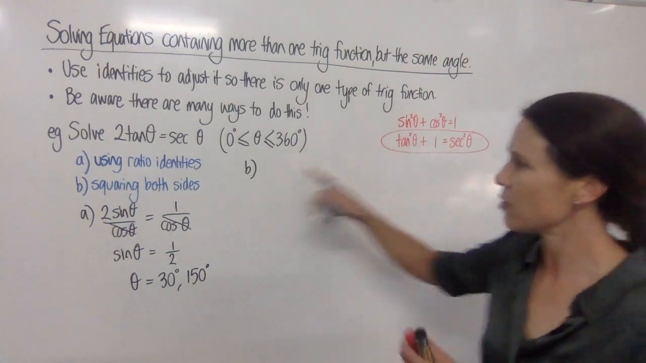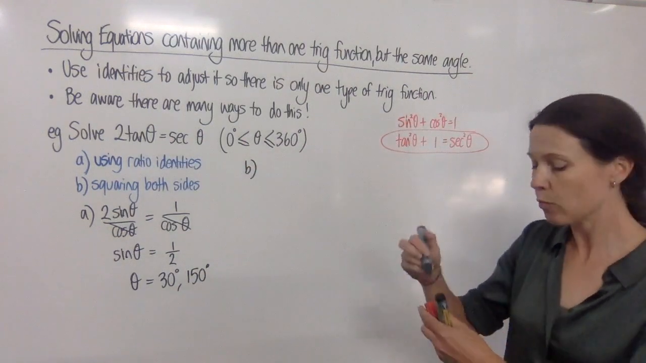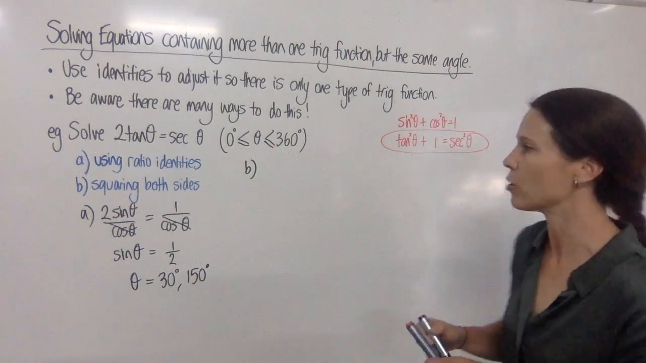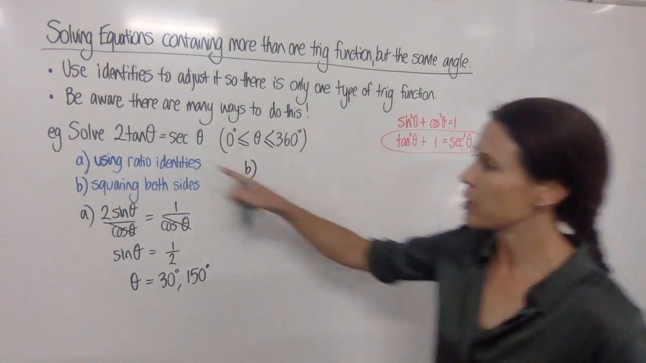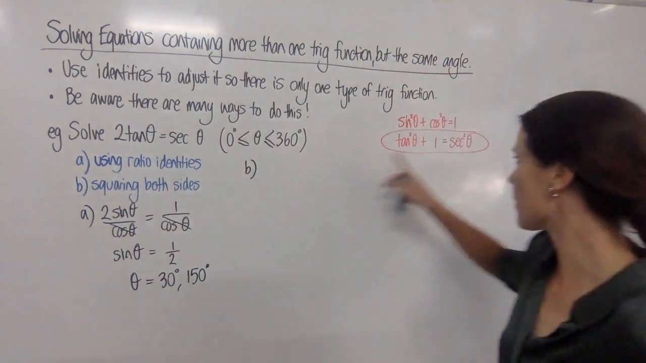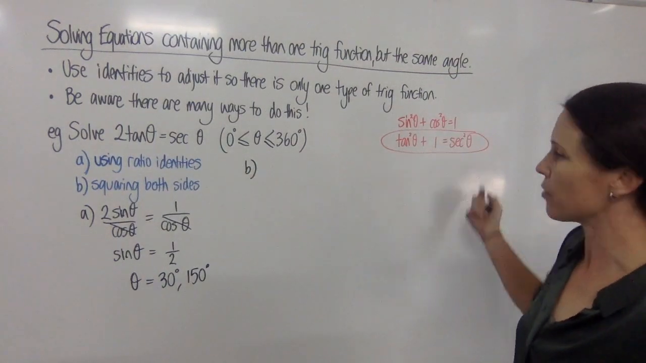And now you might say, hey, I've got tan and sec, I can use this. Well, not a bad idea, but a word of caution. We'll see why in a minute. Now, if we square both sides, we know we need to do that so that we've got stuff squared. These things don't work if they're not squared.